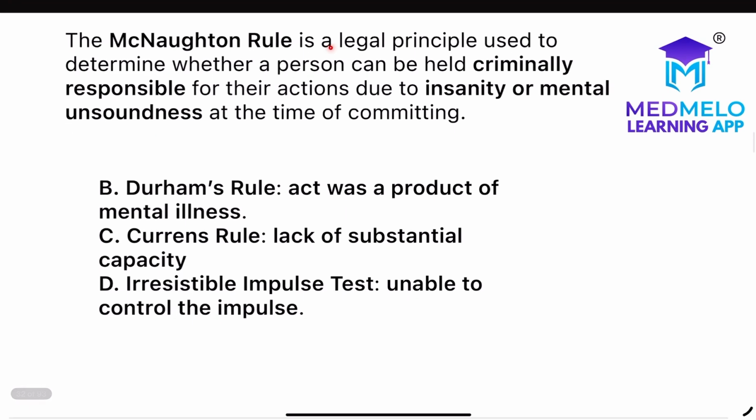It is a legal principle used to determine whether a person can be held criminally responsible for their actions due to insanity or mental unsoundness at the time of committing a crime. In simple terms, if the person is mentally unsound at the time of committing a crime, he is not criminally responsible for the act of crime. And it is called the McNaughton rule.